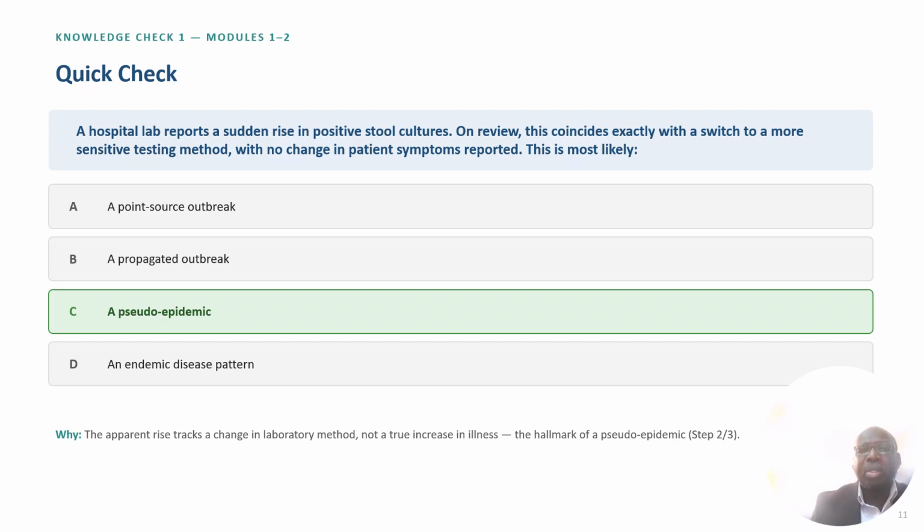I read this example, the quick check, to show you that not every irregular number of cases should be considered an outbreak. That's why the first step in outbreak investigation is very important, because all the other steps depend on it. Confirming the existence of an outbreak means making sure that this is a true outbreak. So that's why it's very important.